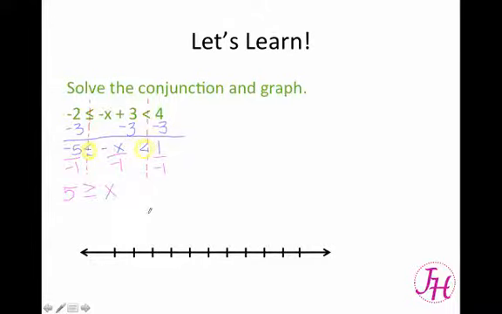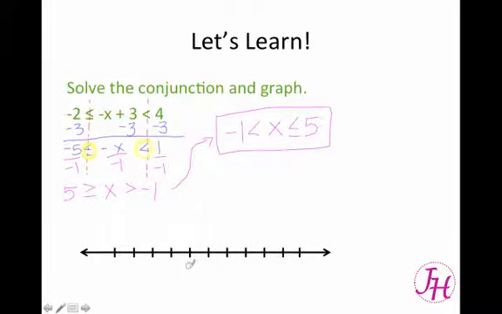And then -x divided by -1 is +x. We need to flip our less than sign so it becomes greater than. And then 1 divided by -1 is -1. Now our signs are going backwards, so we're just going to rewrite this. So -1 is less than x, which is less than or equal to 5. So this is the solution to the conjunction. And now we're going to graph.